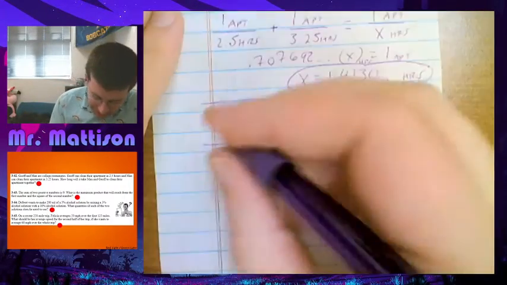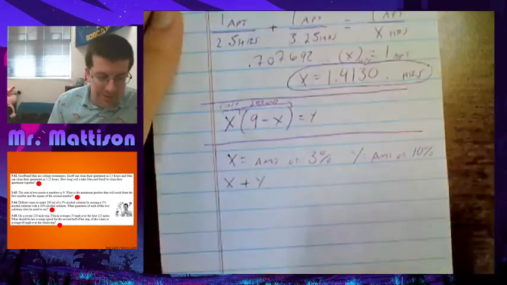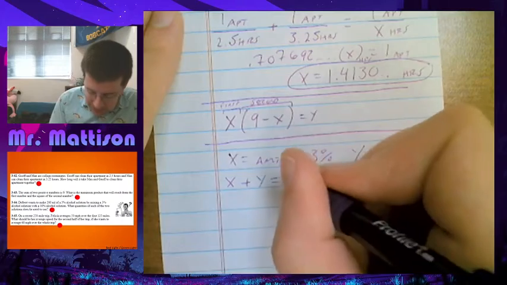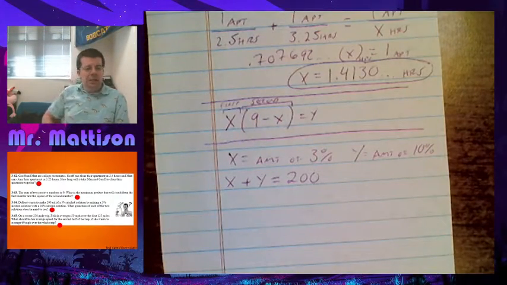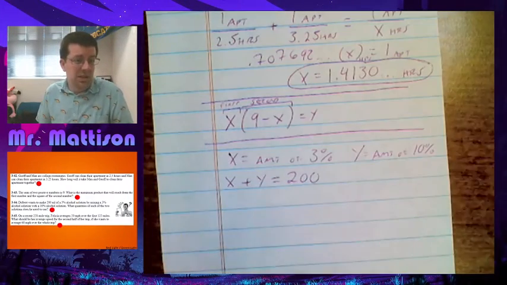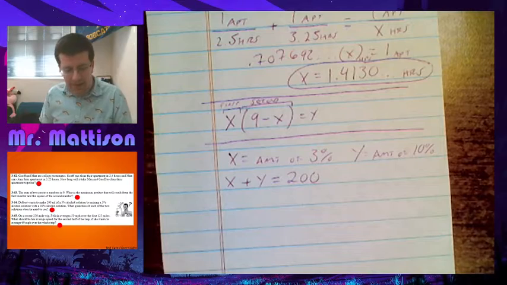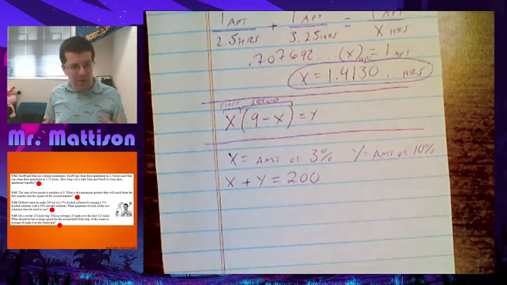So that means that if I take my amount of 3% plus my amount of 10%, which is x plus y, I need 200 mils total. That's probably the easiest equation to get out of it, but it's also probably one that people forget the most because it is so simple, right? So I need that.